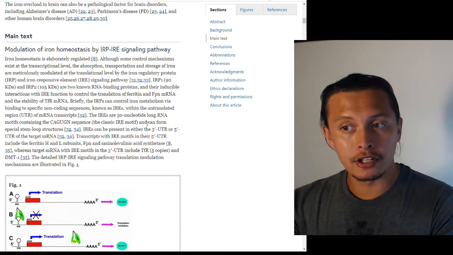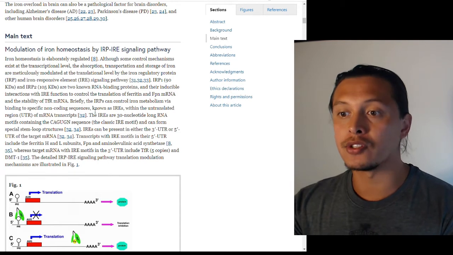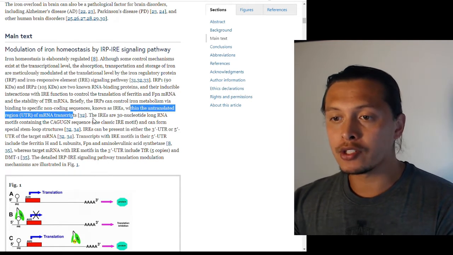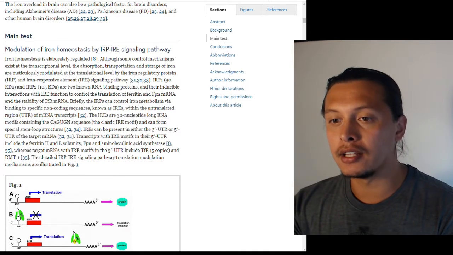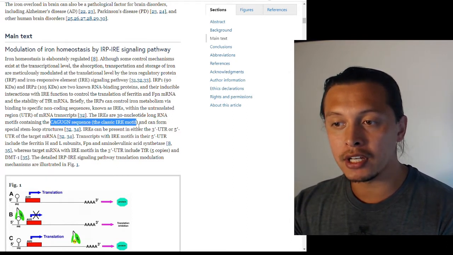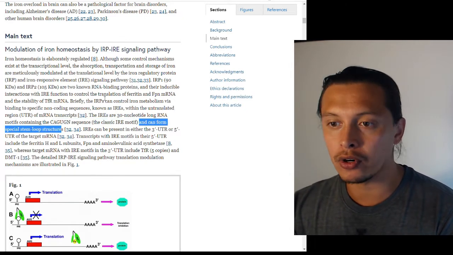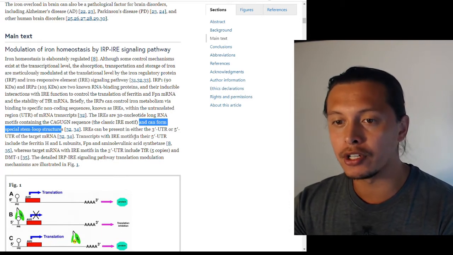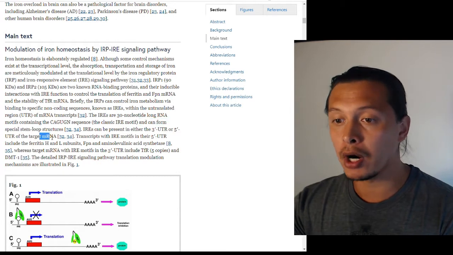Briefly, the IRPs can control iron metabolism through binding to specific non-coding sequences known as the iron response elements within the untranslated regions of mRNA transcripts. The IREs are 30 nucleotide long RNA motifs containing the CAGUGN sequence, which is the classic IRE motif, and this can form special stem loop structures, which is what I showed you earlier. IREs can be present in either the 3' untranslated region or 5' untranslated region of the target mRNA.